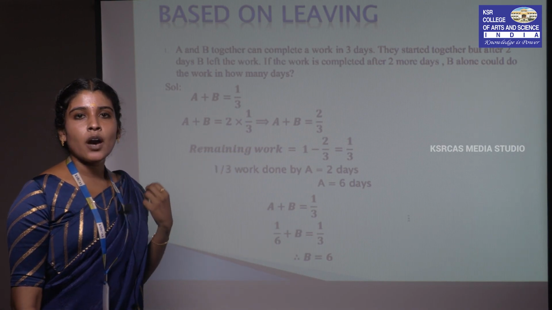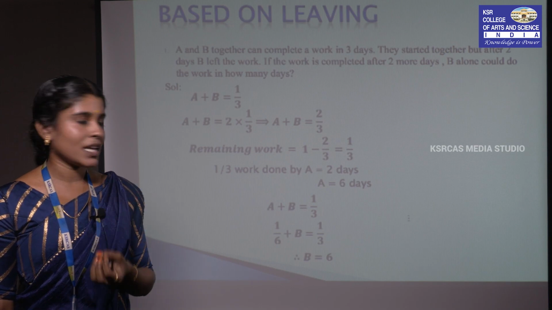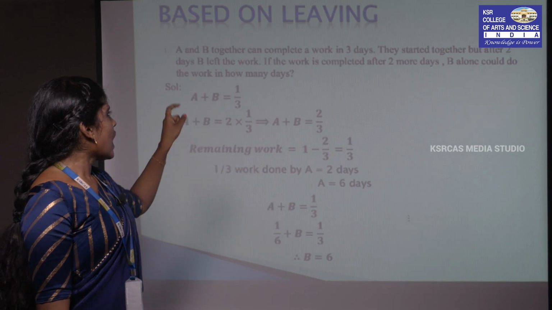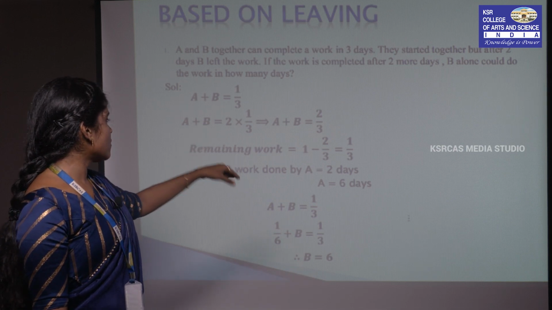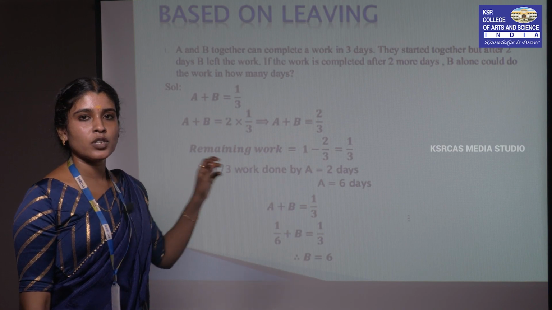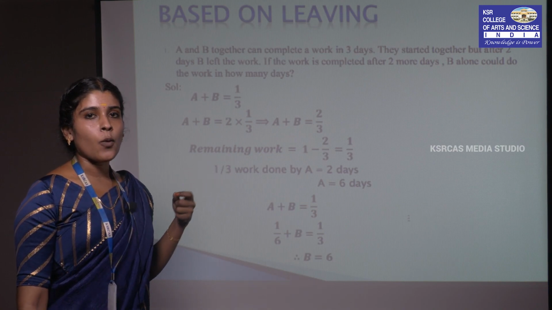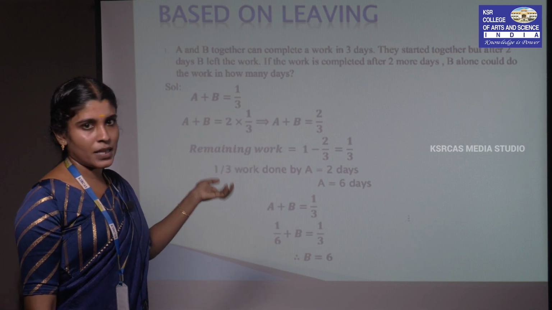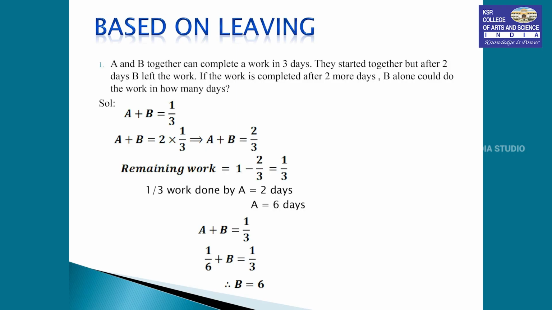From that we have to find the days A takes to complete it. So A equals 6 days. We replace this value in A plus B equals 1 by 3. A equals 6 days, so 1 day's work is 1 by 6. So replacing, 1 by 6 plus B equals 1 by 3. After simplifying we get B equals 6 days. So B takes 6 days to complete the work.